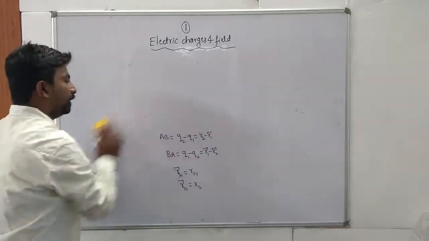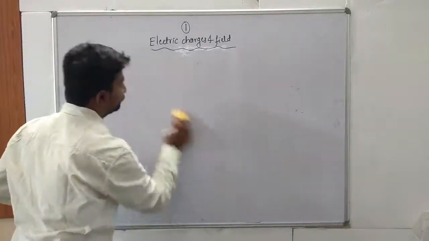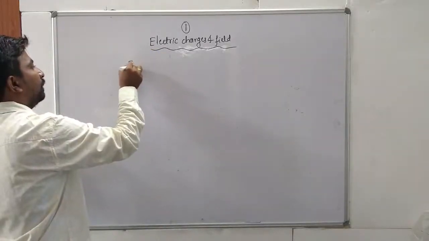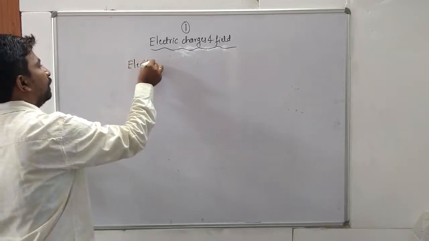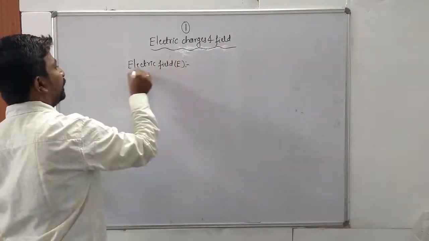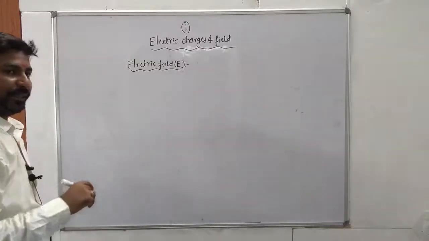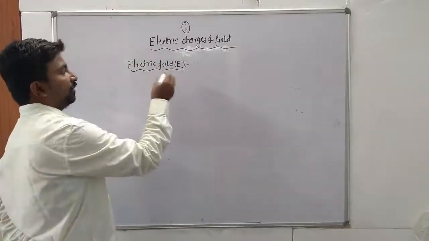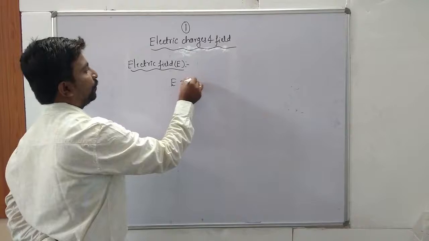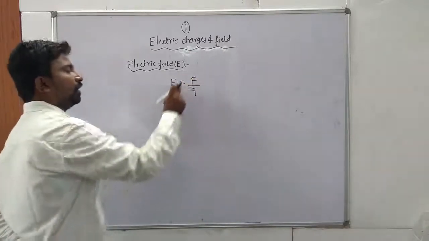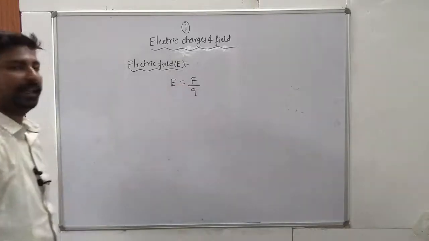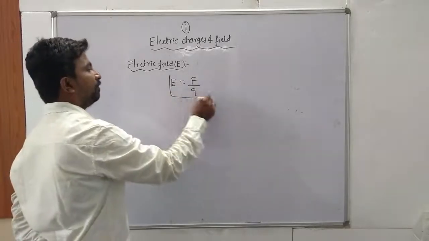Next one, electric field. It is denoted by E. The force experienced by the moving charge placed at that point is called what? Electric field. So E is equal to F by Q.